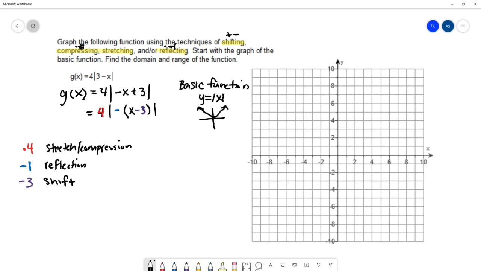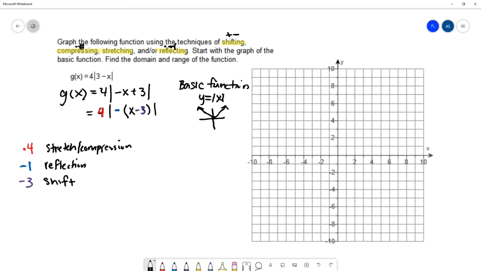So I've identified the big categories of what these transformations are, but there's a lot more details to figure out because there are vertical stretches and compressions, there are horizontal stretches and compressions, so we need to figure out which type this multiplication by 4 is. With reflections, there are 2 different types. You can have a vertical reflection or a horizontal reflection, over the x-axis or y-axis. And for shifting, you can shift left, right, up, or down. So we really need to narrow down which type of each one of these we have.